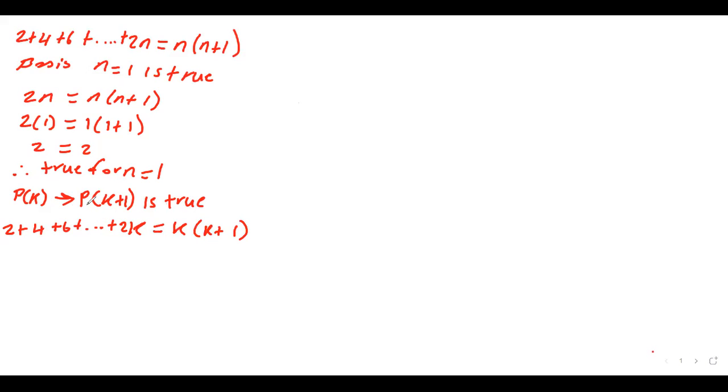So we're going to show that if P of k is true, P of k plus 1 is also true. So I'm going to rewrite this in terms of P of k plus 1. So that's going to be one more number in the series. It's going to be 2 plus 4 plus 6 plus 2k. So the last number for P of k is 2k. The next number after that is going to be plus 2 into k plus 1. We're going to add 1 to the k. And we're going to do that to both sides.